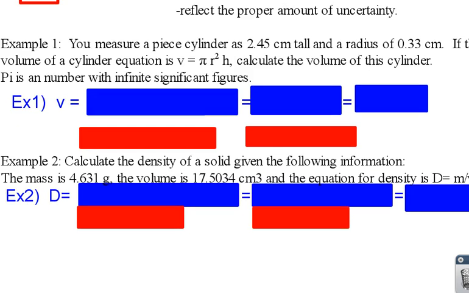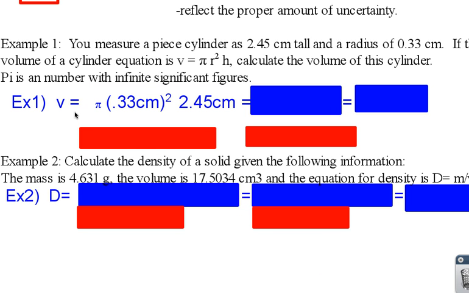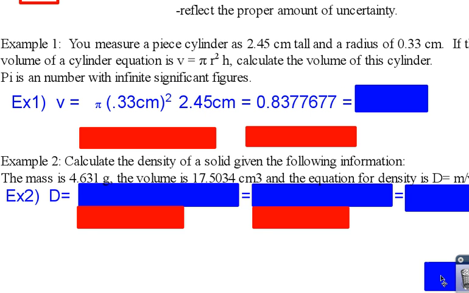Let's take a moment and work out these two examples. We have a cylinder of 2.45 centimeters tall and radius of 0.333. So we're going to put those into this equation: pi r squared times h. And the calculator is going to spit out this answer. But I want you to take a moment and determine how many sig figs are in pi, 0.33, and 2.45.